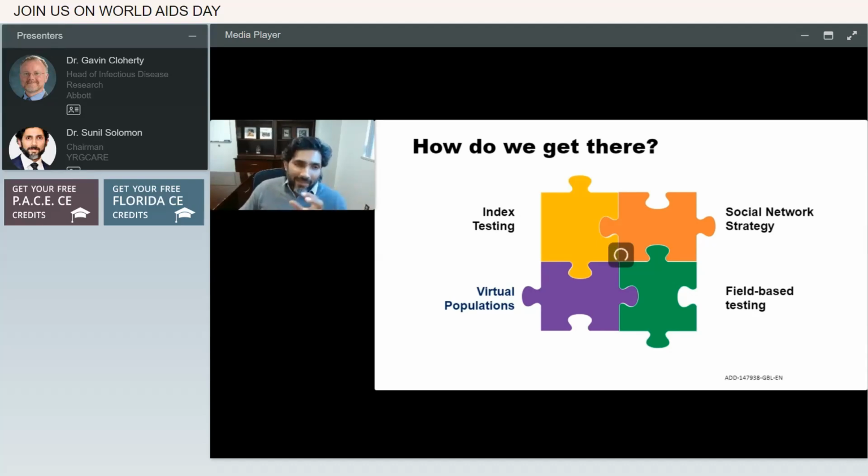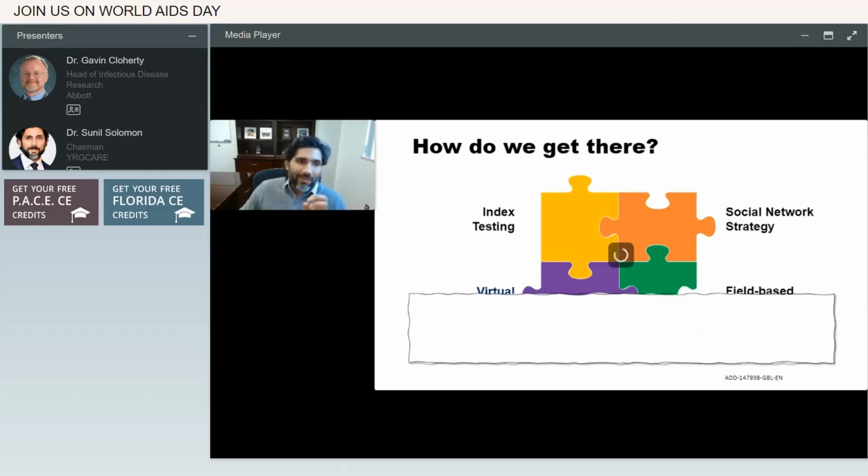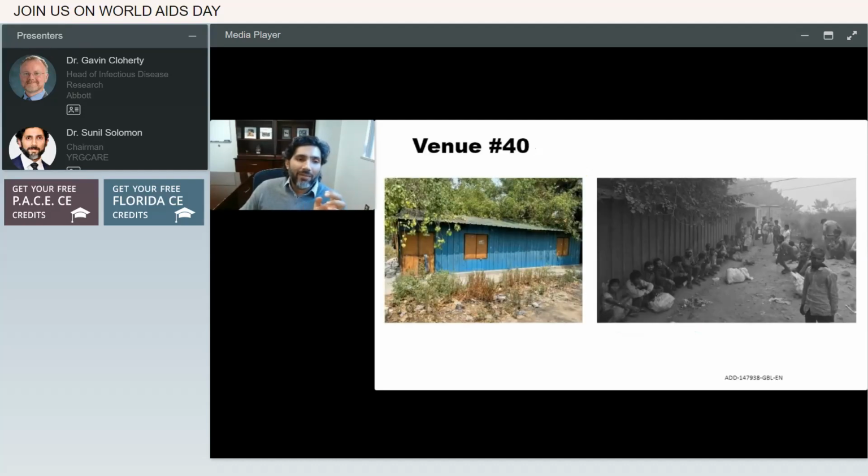So I did present these 4 different strategies, but even after we use these 4 strategies, we still don't reach some of these people. For example, in Delhi, there was a venue called venue number 40, which was accounting for almost 71% of all the new HIV infections in the city of New Delhi. So Gavin was actually in India, and we visited the venue. When you walk into the venue, at the front is this blue shed that you see. But when you go around the blue shed, you see about 150, 200, 300 people who inject drugs. The HIV prevalence here is about 40%.